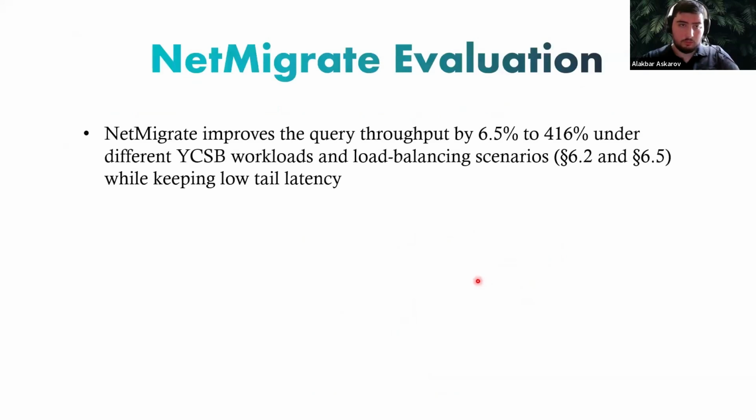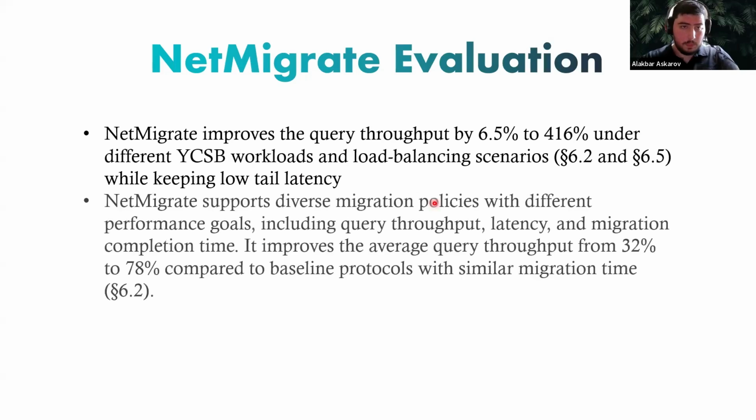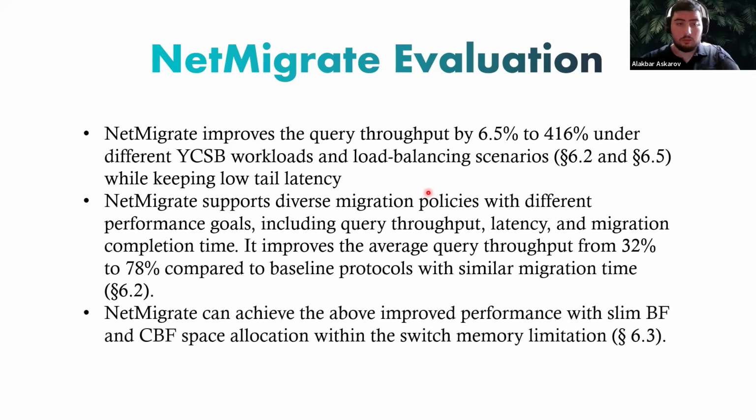Their evaluation shows that it improves query throughput by 6.5 to 416% on the different YCSB workloads. It supports diverse migration policies with different performance goals, including query throughput, latency, and migration completion time, and improves average query throughput by 32 to 78% compared to the baseline protocols. So NetMigrate can achieve the above improved performance with slim BF and CBF space allocation within the switch memory limitation.